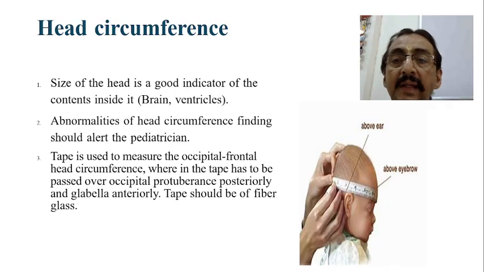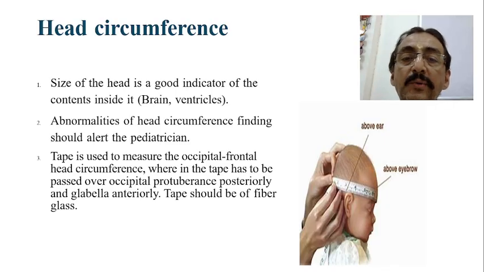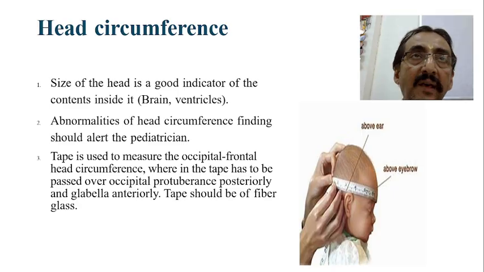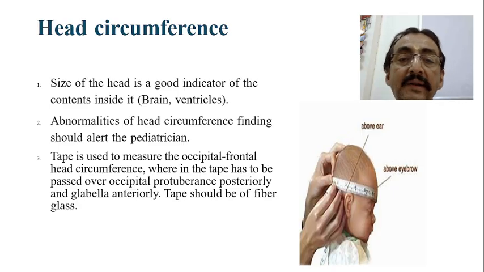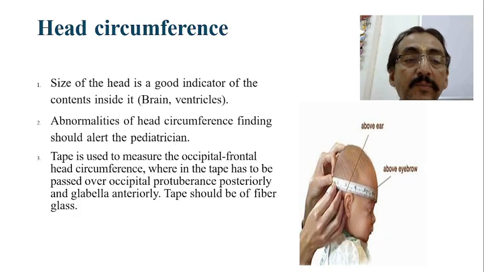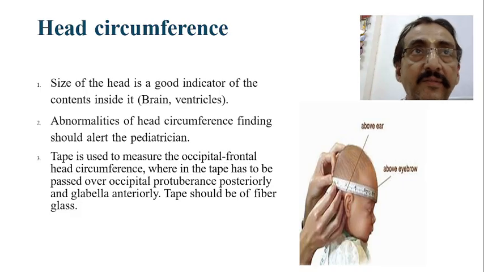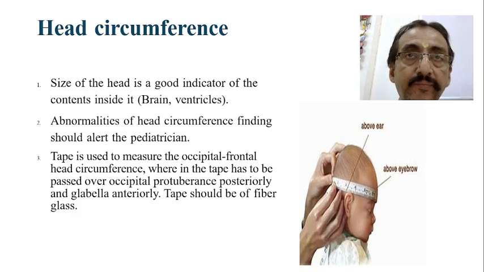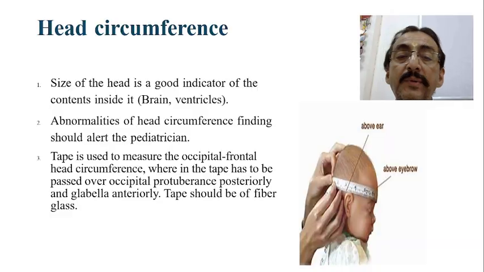So a tape is used to measure the occipital frontal head circumference as shown in the picture, where the tape has to be passed over the occipital protuberance posteriorly and the glabella anteriorly, just above the eyebrow. The tape should be of fiberglass. It should not be too stiff. Okay, so the tape should be of fiberglass.